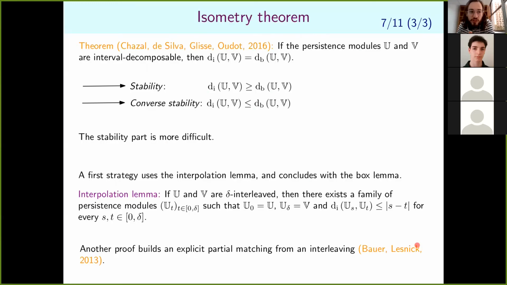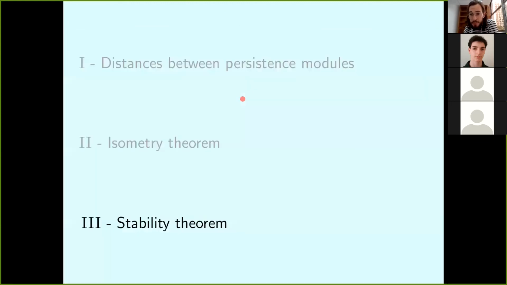Okay, so this is it for the isometry theorem. Remember, interleaving distance and bottleneck distance are the same. The bottleneck distance is a distance that people use in practice because it's really a distance between barcodes. We see what happens. The interleaving distance is much more of a tool to study the persistence modules. And now, only a few slides left.